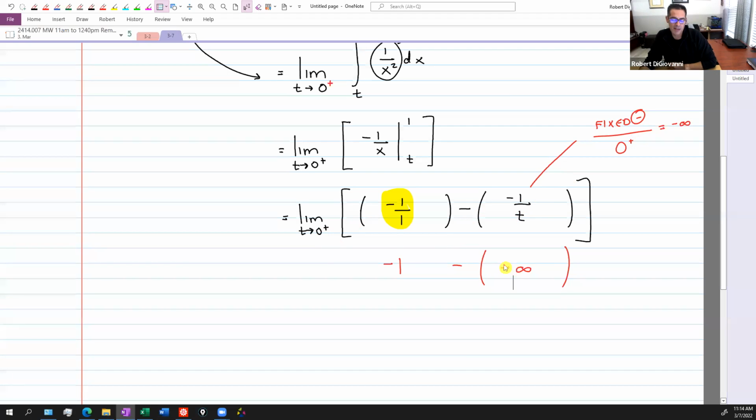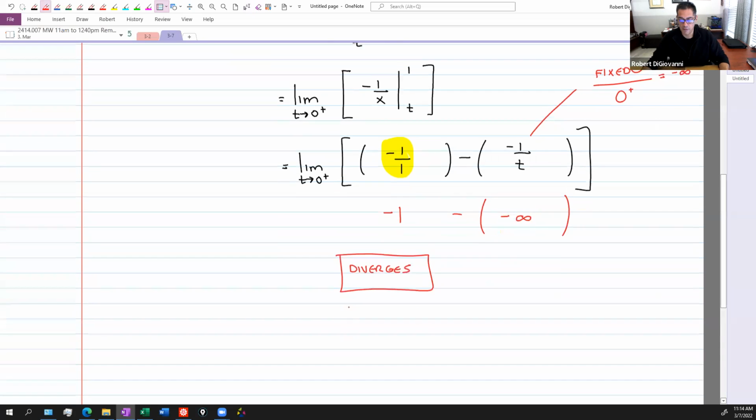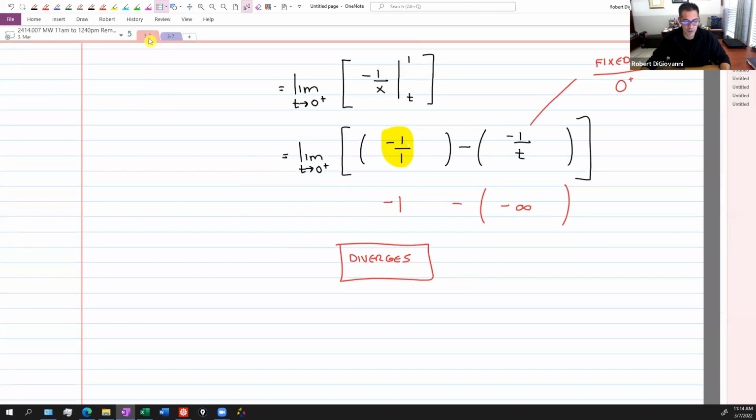And it doesn't matter that it's negative infinity. All that matters is that it becomes infinite. It's not headed to a specific number, which means that this integral diverges. Which means that that area is becoming infinite, right? It's an infinite area.